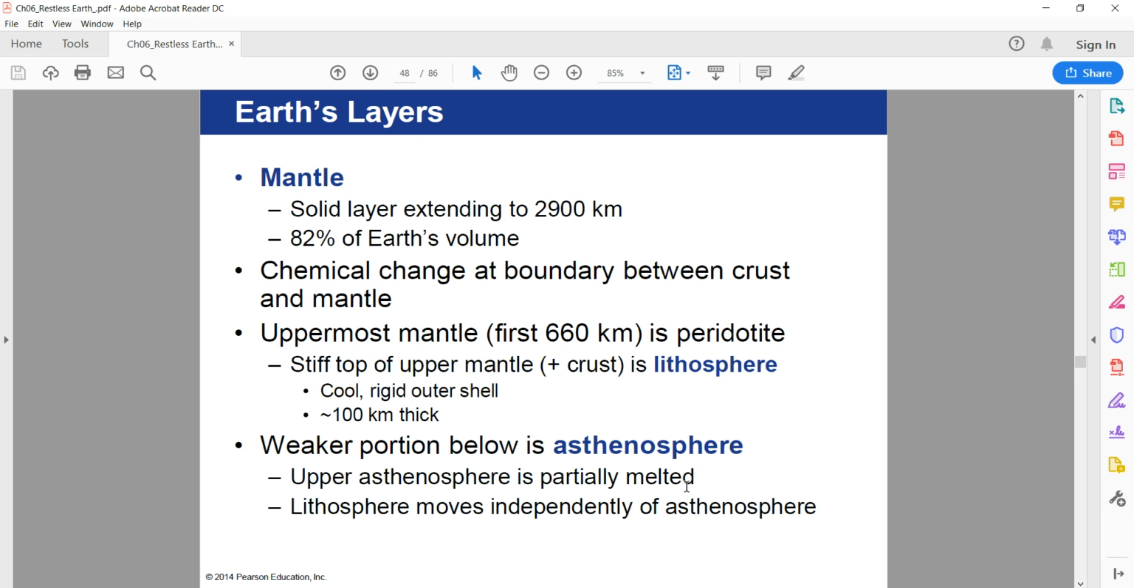The mantle is about 2900 kilometers. It is the thickest layer among these three layers, crust, mantle, and core. It is 82% of the Earth's volume. So the majority of the Earth's volume is in the mantle. There is a chemical change at the boundary between crust and mantle. The uppermost mantle is peridotite. A stiff top of the upper mantle is the lithosphere. It is cool, rigid, and about 100 kilometers thick. A weak portion below is the asthenosphere. The upper asthenosphere is partially melted. The lithosphere moves independently of the asthenosphere.